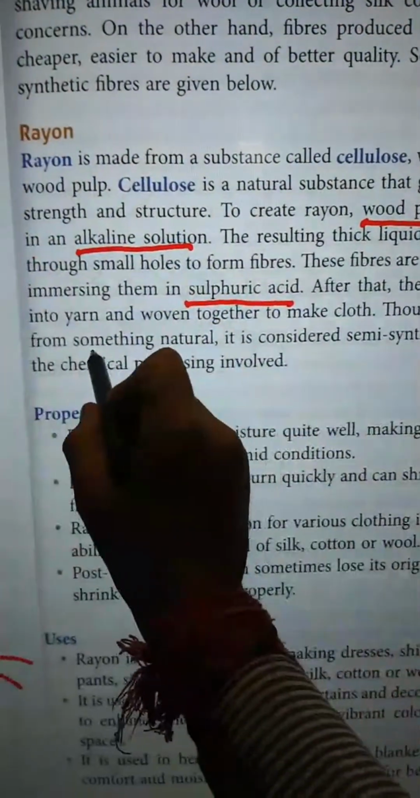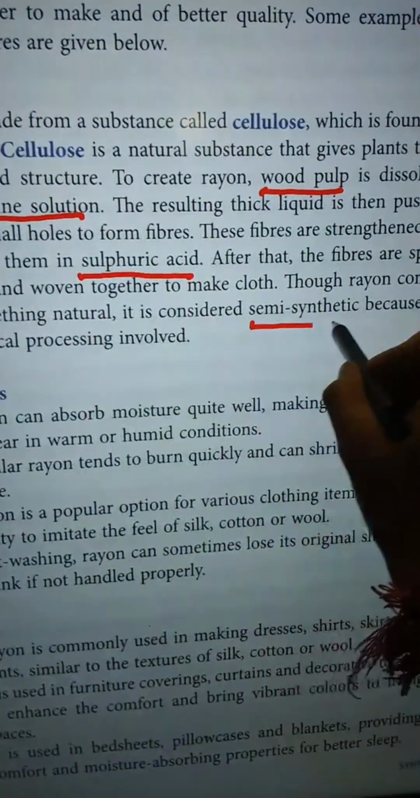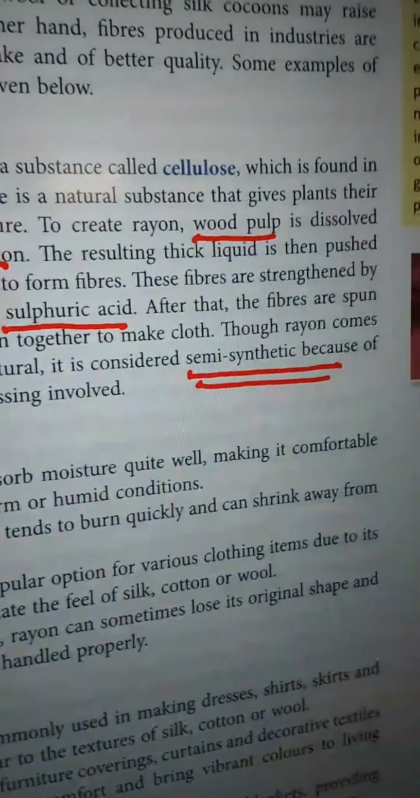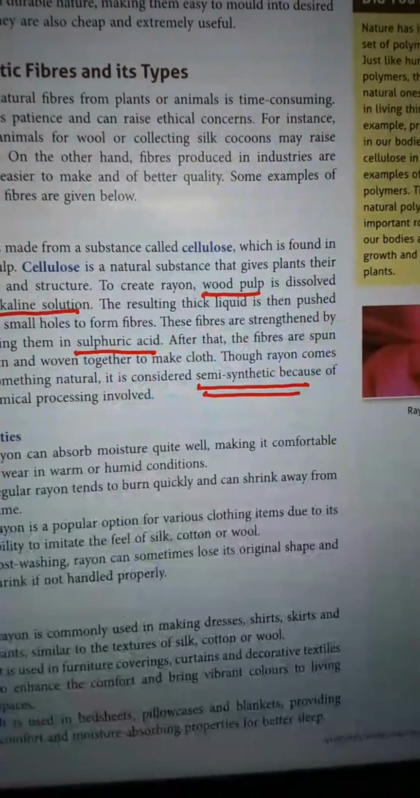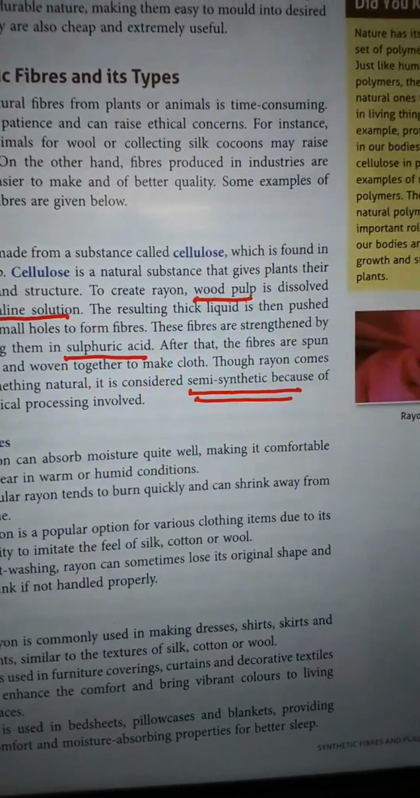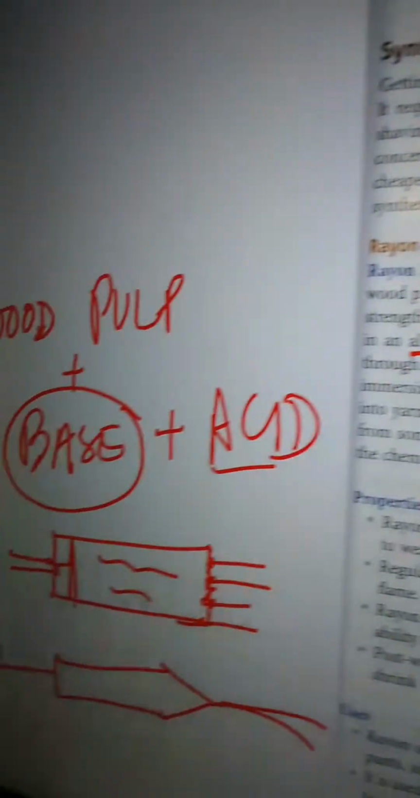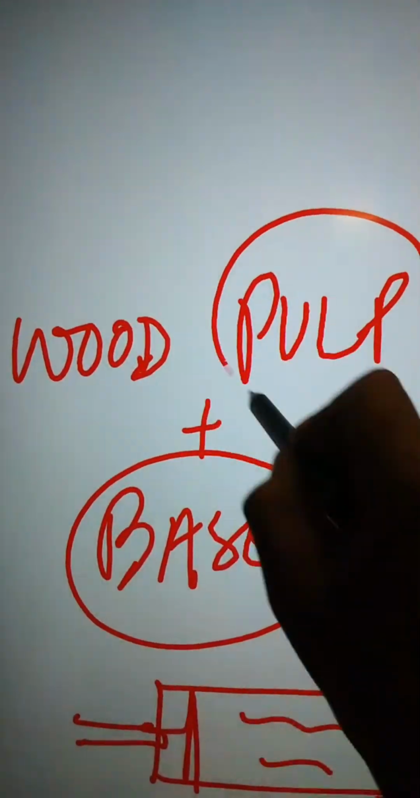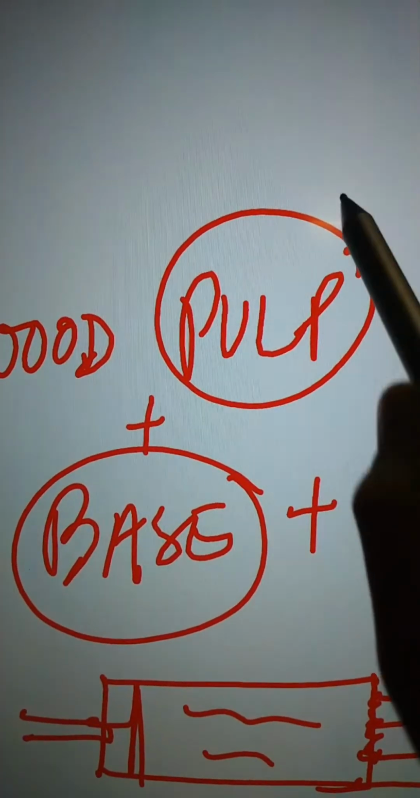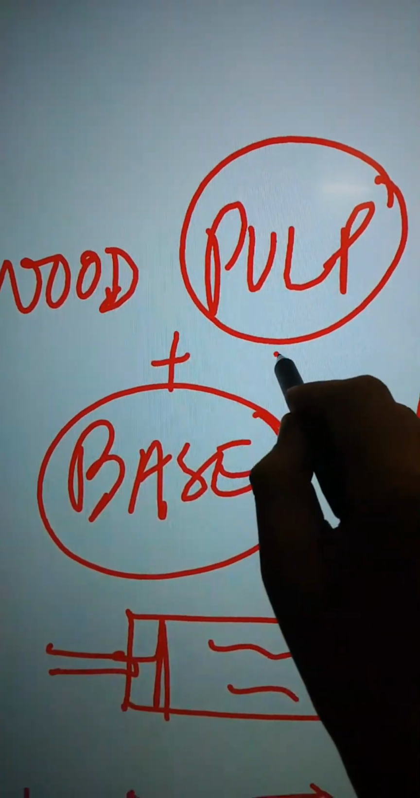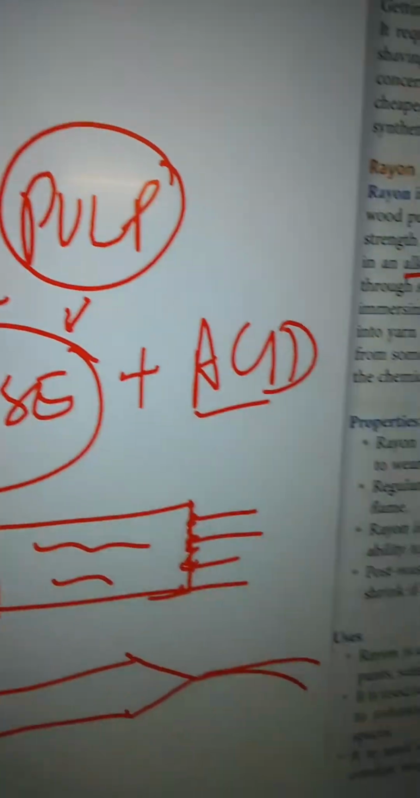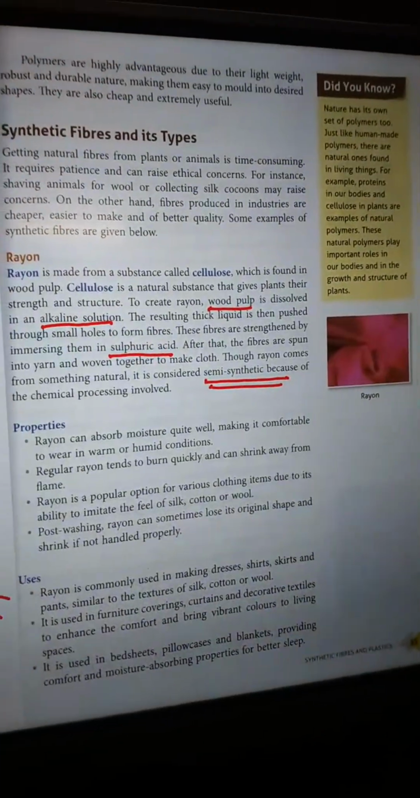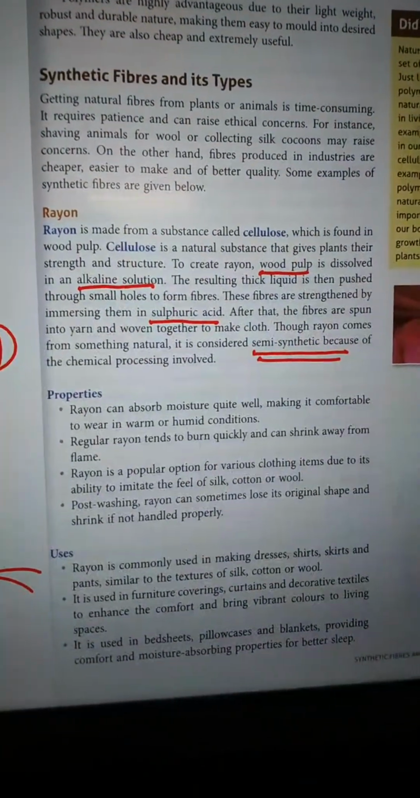The rayon comes from something natural. It is considered semi-synthetic. So the question is, why is rayon considered semi-synthetic? Because of the chemical process. It is semi-synthetic because you are actually using wood pulp. You are using wood pulp and treating it with water and then with base. So you are not using full chemical, you are using a natural product. And it is called semi-synthetic because of this reason.